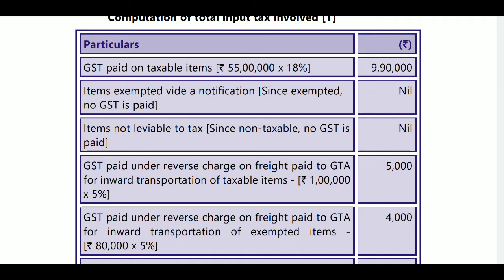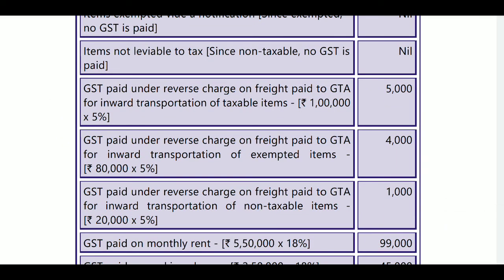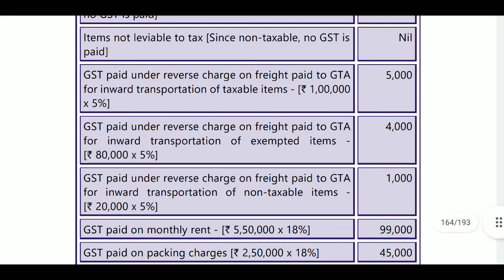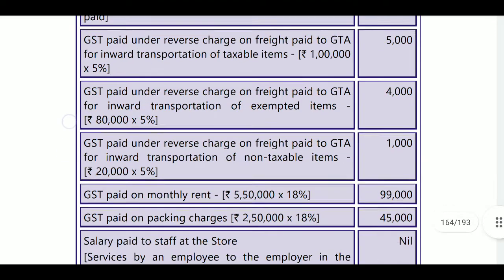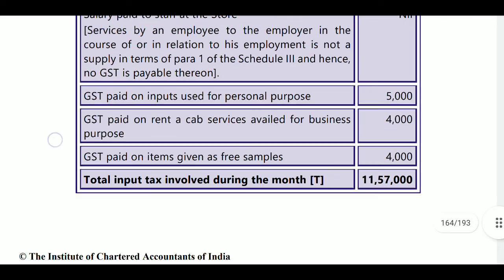Next, GST paid under reverse charge on freight, which is inward for non-taxable items. Next, GST paid on monthly rent, 99,000. Out of this 99,000, 1/3 will become non-business purpose, that is personal purpose. Next, 250,000 into 18%, that is packing charges, 45,000. Next, salary paid to staff at the store will be nil. There is an employer-employee relationship, no supply arises, so no GST will be payable.